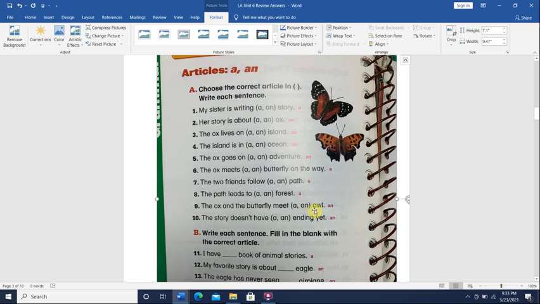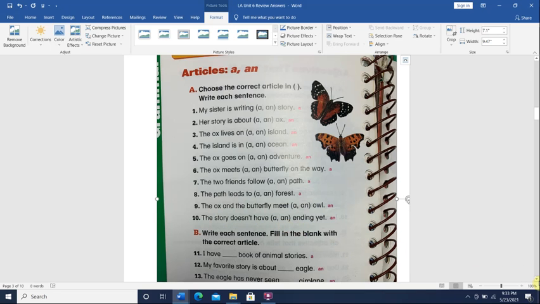Owl begins with an O, which is a vowel. So the ox and the butterfly meet an owl. The story doesn't have an ending. Ending begins with E. Is that a vowel? Yes. So the story doesn't have an ending yet.